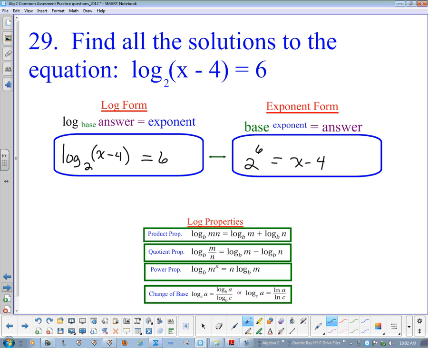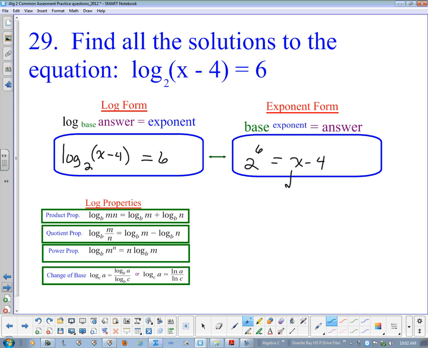Now, shift to this 2 to the 6th. Anyone know that offhand? 64. Very good. So I'm breaking this down. It's going to be 64 is equal to x minus 4. Add 4 to each side. 68 is equal to x.